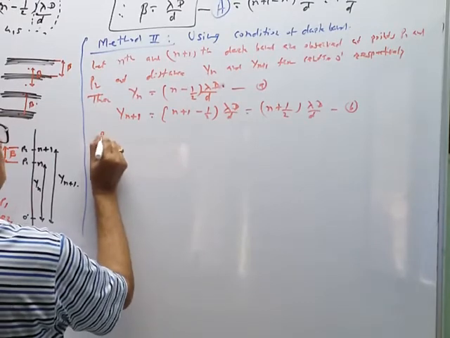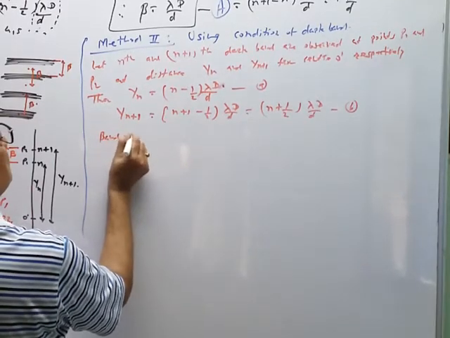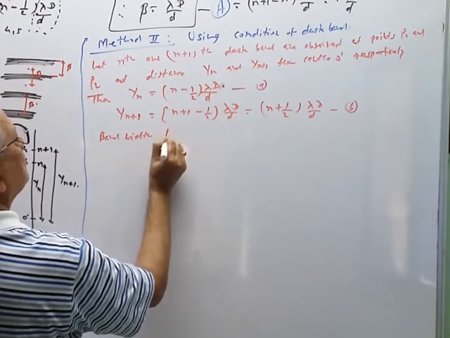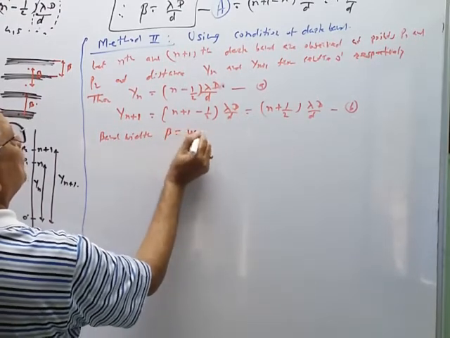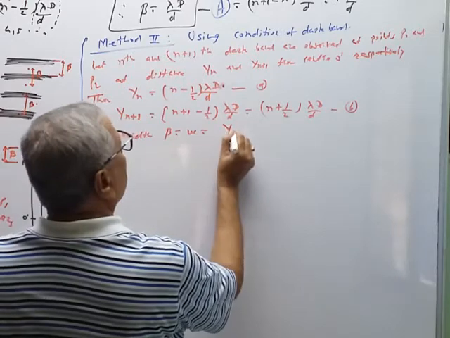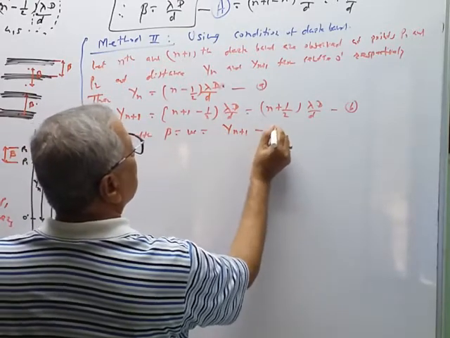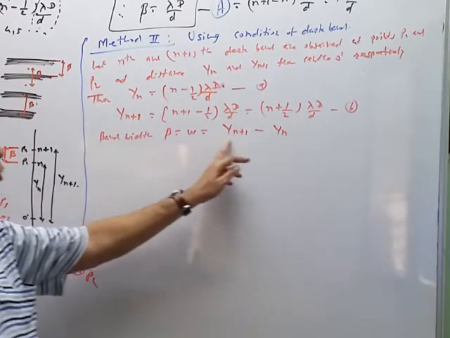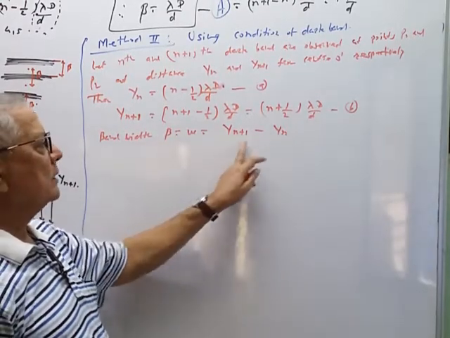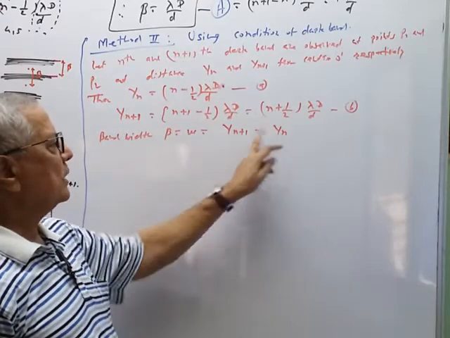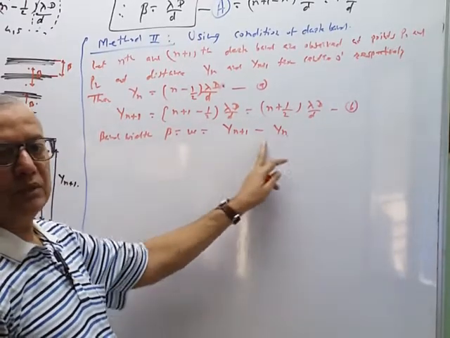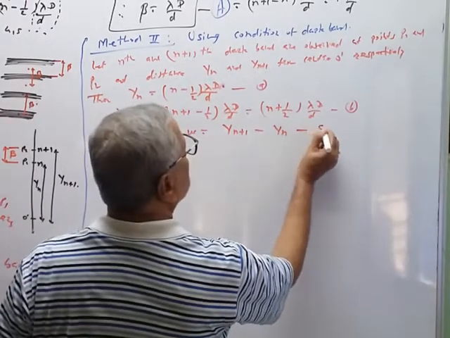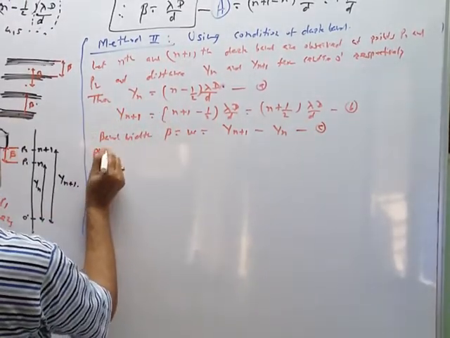So bandwidth beta or W is equal to the distance of the n plus 1 dark band minus the distance of the nth dark band. These are two successive dark bands, like 7 and 8, 49 and 50, 72 and 73. So the distance between two successive dark bands is called the bandwidth. This is equation C. So put A and B in C.